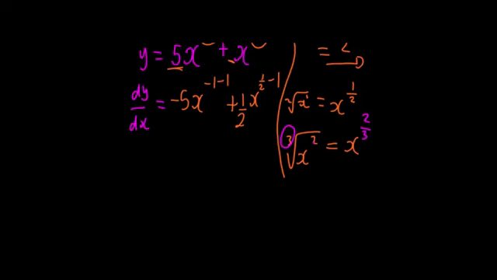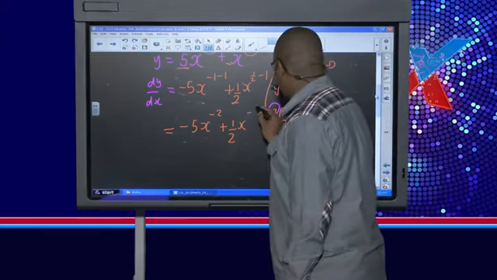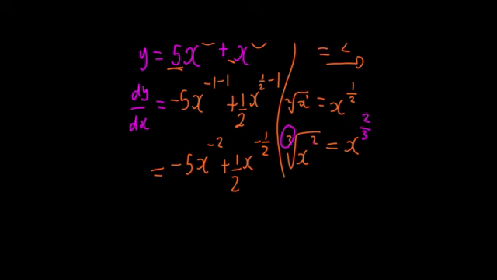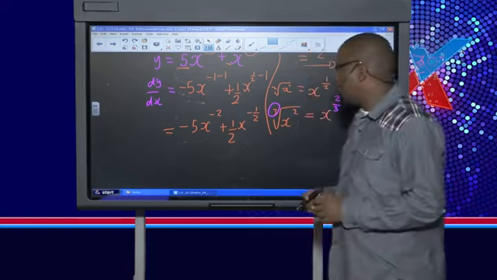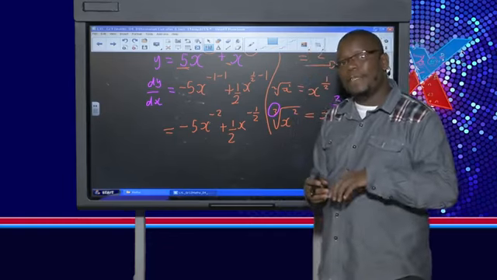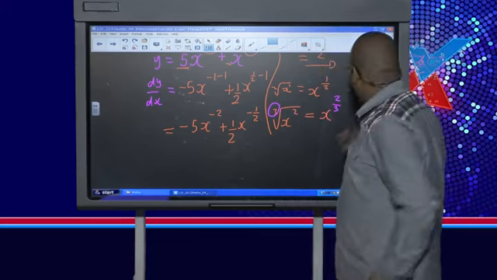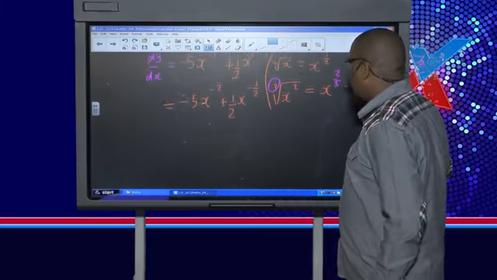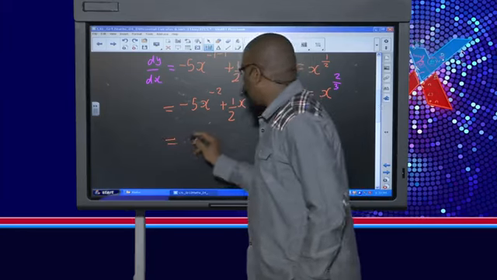Okay. Now, let's continue simplifying that. We get minus 5 x to exponent minus 2 plus a half x to exponent half minus 1. So it's the same as saying half minus 2 divided by 2. So we get minus a half. We can stop there if they didn't ask us to get it to positive exponents. But if they asked you to find the derivative and leave your answer to positive exponents where necessary, okay? Now, we then have to fix this.